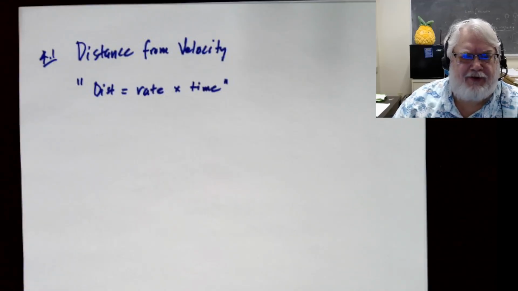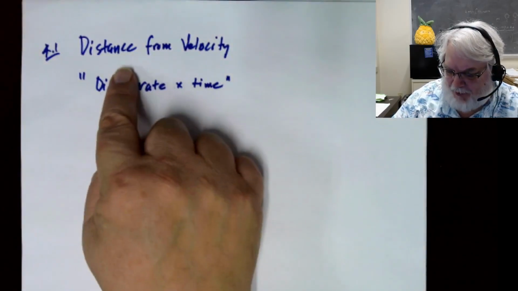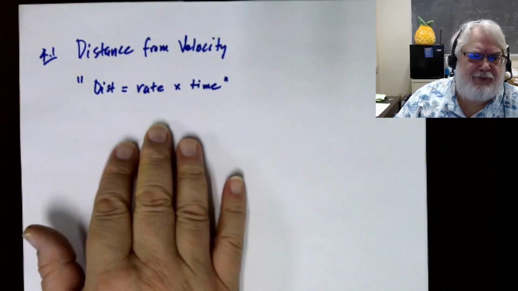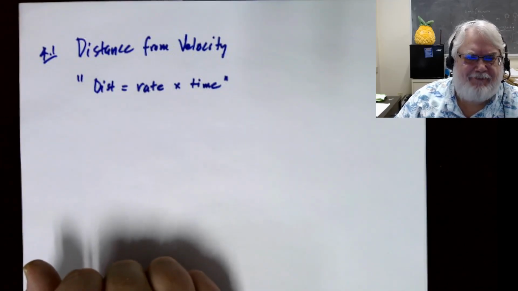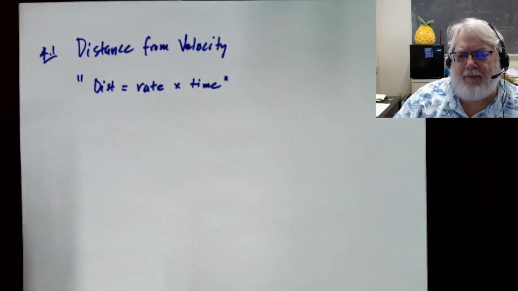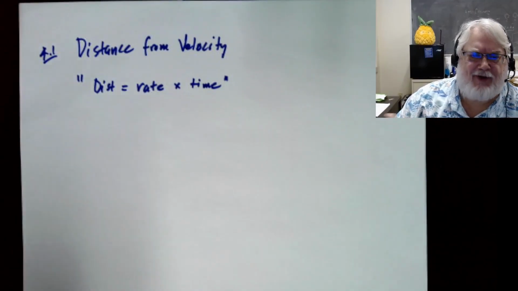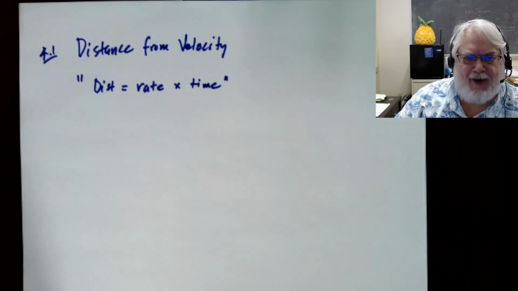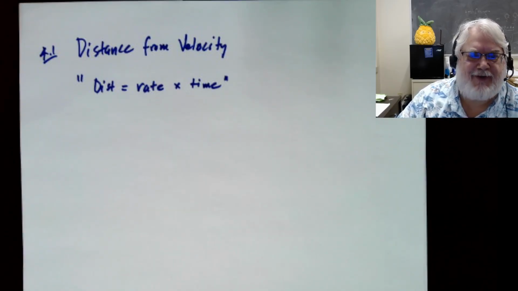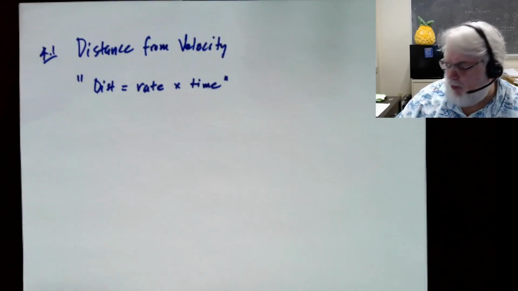All right, so we're talking about section 4.1 today, and 4.1 is about distance from velocity. In general, we might know this formula, depending on whether you've had some physics or not: distance equals rate times time. In the simplest case, suppose my velocity is a constant 30 miles per hour, and I've gone for 2 hours. How far have you traveled? The answer would be 30 times 2, or 60.